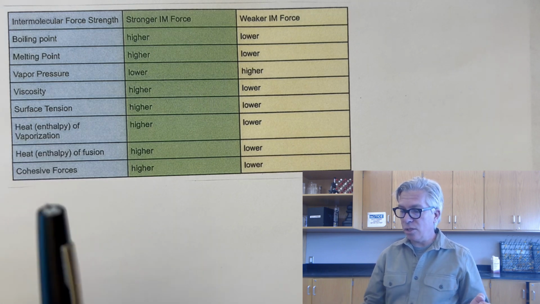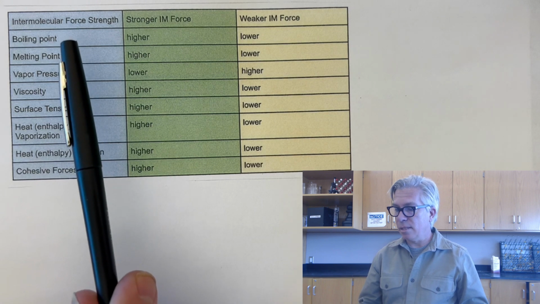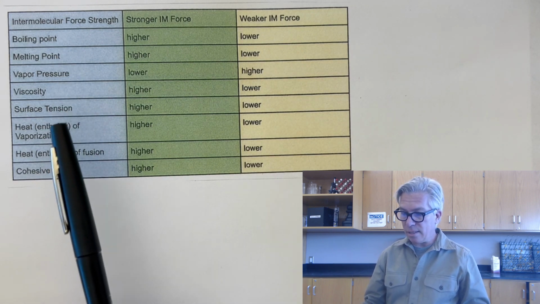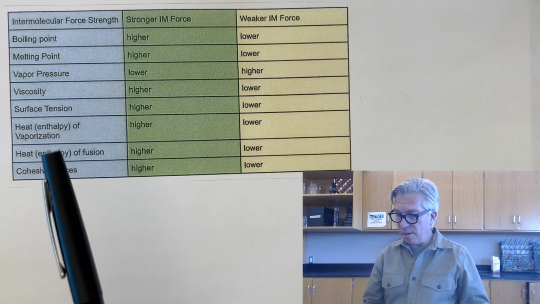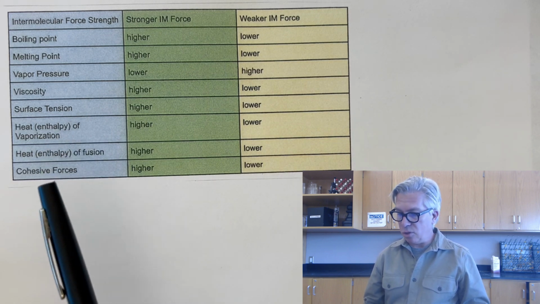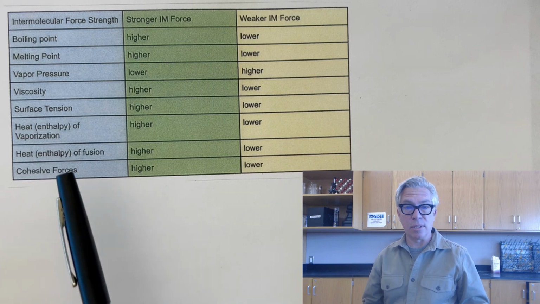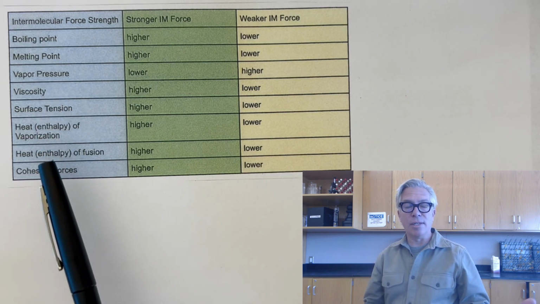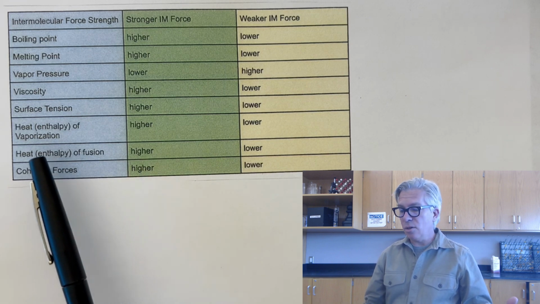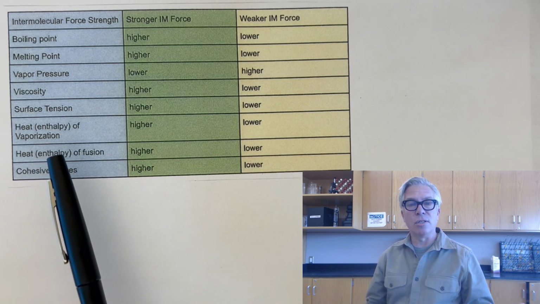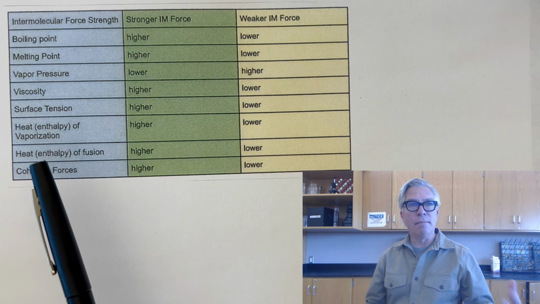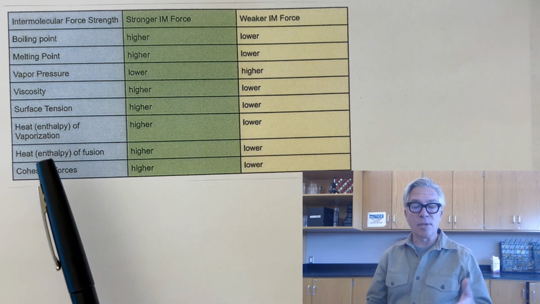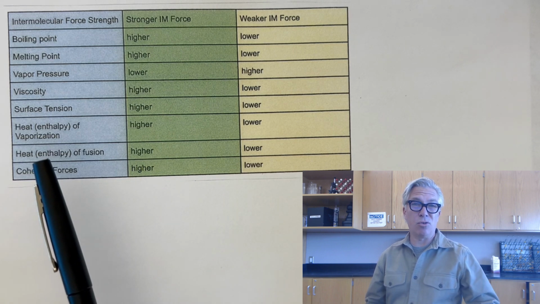You'll be asked questions about properties of substances like boiling point, melting point, vapor pressure, viscosity, surface tension, enthalpy of vaporization, enthalpy of fusion, and some cohesive forces occasionally. And those properties are dependent on their intermolecular forces. And so, to understand and answer these questions, you have to be able to imagine the molecules of the substance that you're dealing with. Sometimes you'll get a Lewis structure, sometimes you'll have to draw your own.